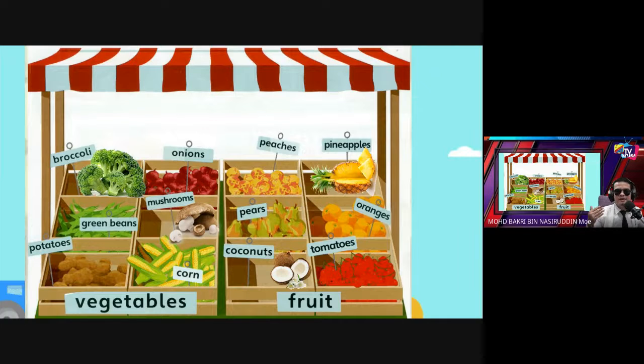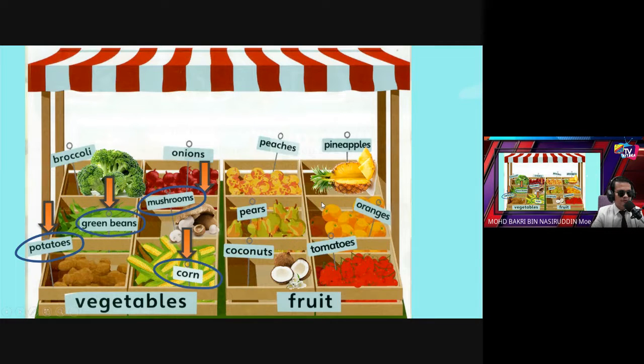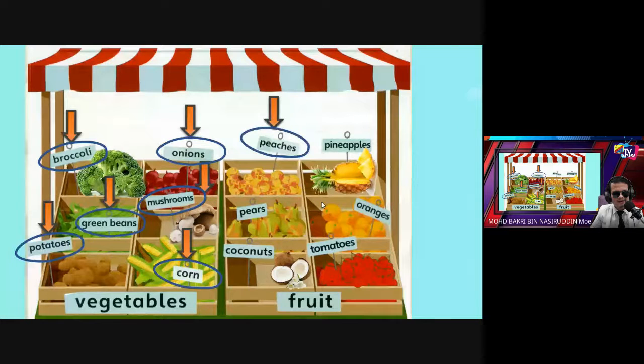Okay, kita dah belajar vegetable, kita akan belajar mengenai fruit. Okay, let's move on to the fruit. Okay, this is potatoes, corn, green beans, mushroom, broccoli, onions. Okay, now we move on to the fruit. Okay, the first one is, sebab ada banyak, kalau satu peach, sebab dia ada banyak, peaches. Okay, peaches ni buah peach, dia macam plum macam tu lah.